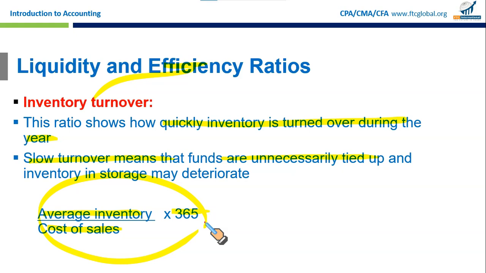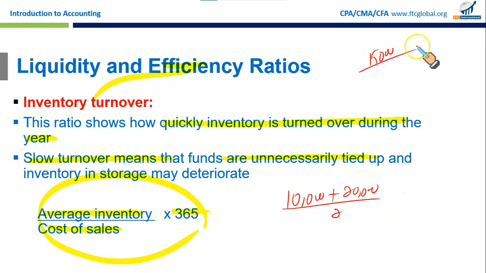Let's take some imaginary numbers. Our average inventory was 10 plus 20, opening 10, closing 20, upon 2. Average 15. So our average inventory is 15,000. Our cost of sales, let's say just for sake of understanding, $50,000 times 365. So if you simplify, what would it mean? 15,000 upon 50,000 times 365 gives you 109.5. It means after approximately 109 days, our inventory is turned into cost of sales, or it is just sold.